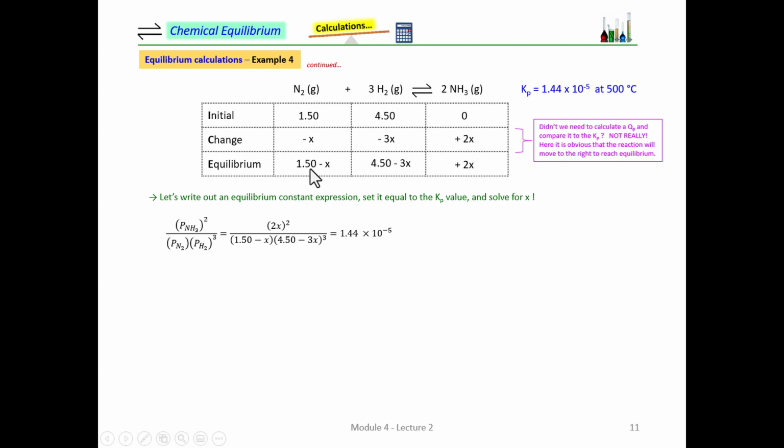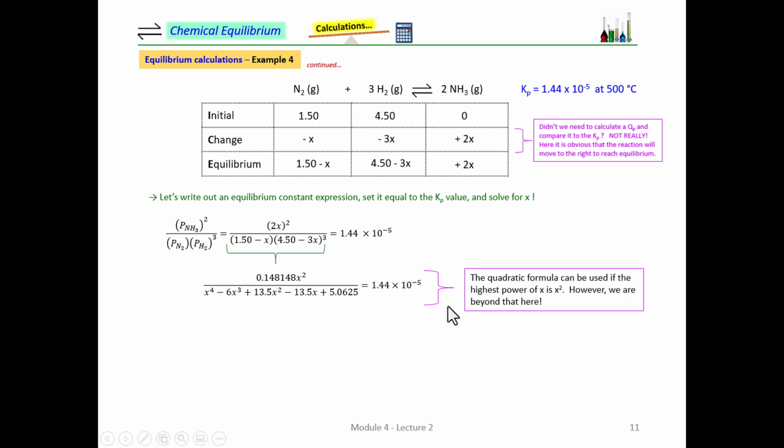So we put in our expressions from the equilibrium row, and we say, now we just need to solve for x. You can see already that this is going to become a little scary, because we've got an x term inside this parentheses that's cubed. And if I expand this expression, you can see we actually have an x to the fourth in the denominator, and an x cubed, an x squared, an x, a number, and on top an x squared term, and we're setting it equal to the Kp value. Well, the quadratic formula is not usable here, because the quadratic formula is used when the highest power of x is x squared. We're beyond that here.